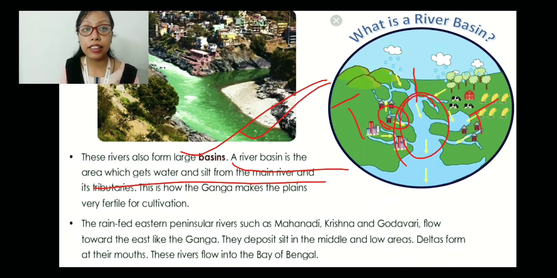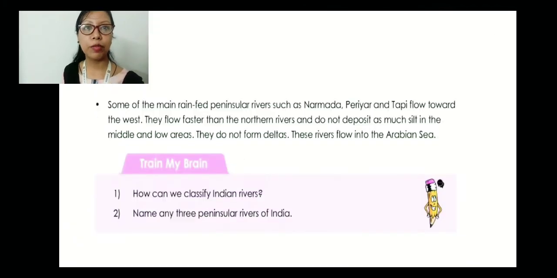They deposit silt in the middle and low areas. Now deltas form at their mouths. These rivers flow into the Bay of Bengal. So this is how these rivers actually work. They join one another, and then they deposit the sedimentary and silt. And when the sedimentary silt is deposited again and again at their mouths, what happens? The delta is formed, and these rivers flow into the Bay of Bengal. Clear? Let's move to the next one, the last point of the feature.